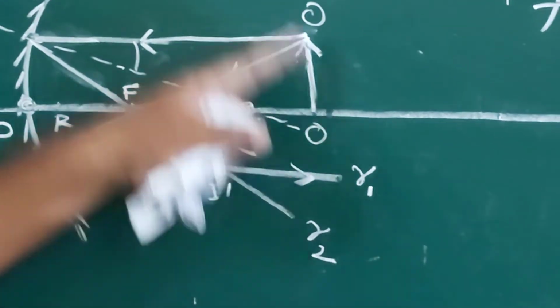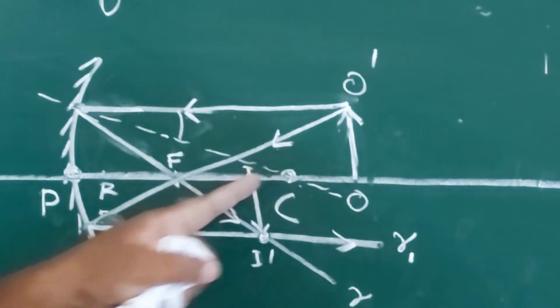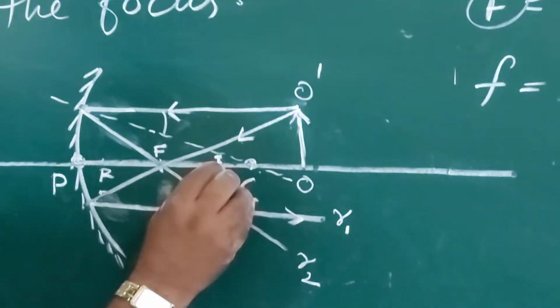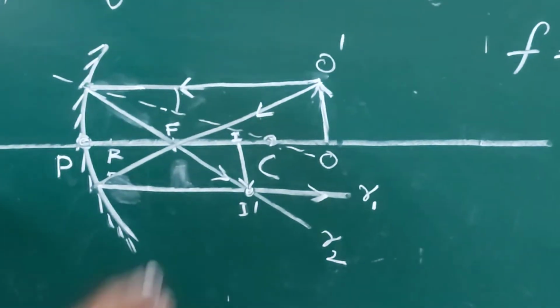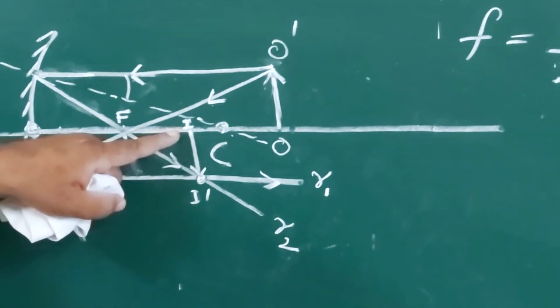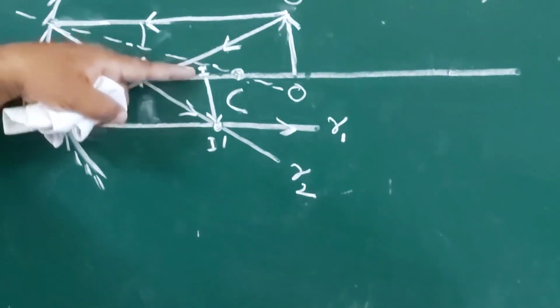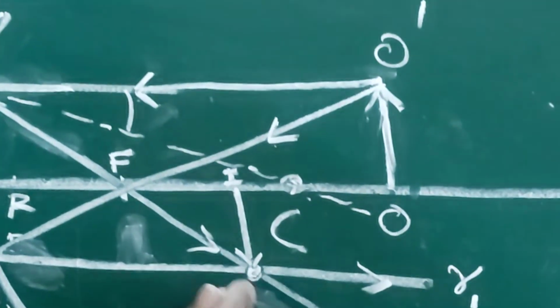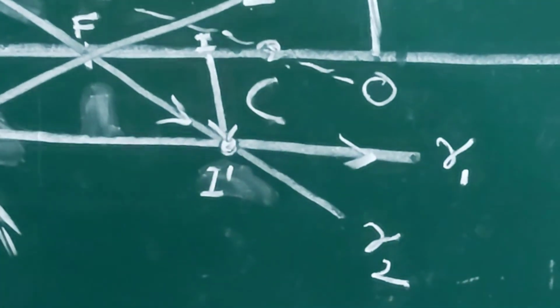So the object is O dash, the image is I dash. I am writing a small letter I here. It is not visible because there is no place to write I, right? So you can see it very clearly here, I and I dash. This is the I dash, right? Image I and I dash, right?